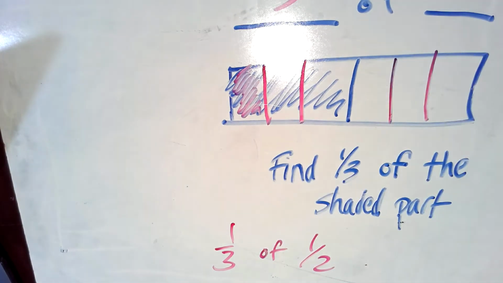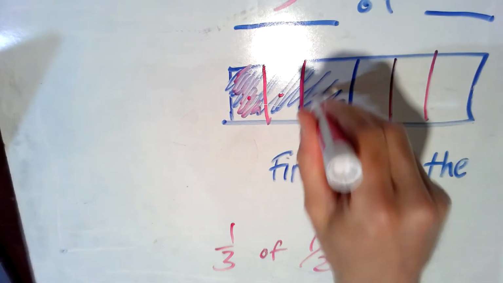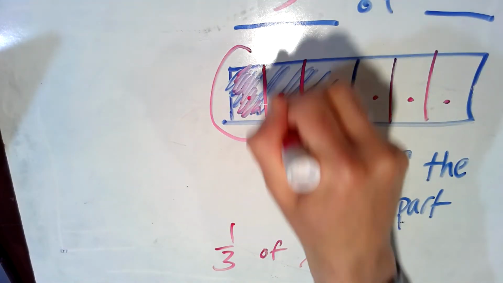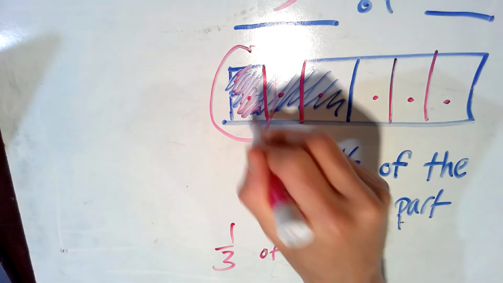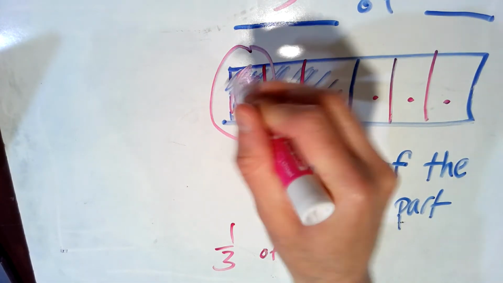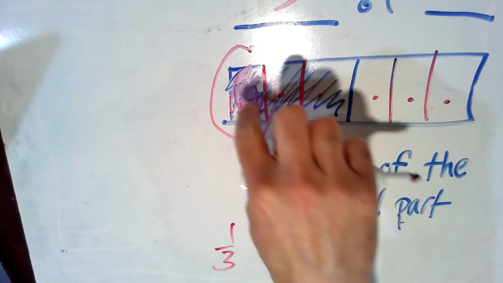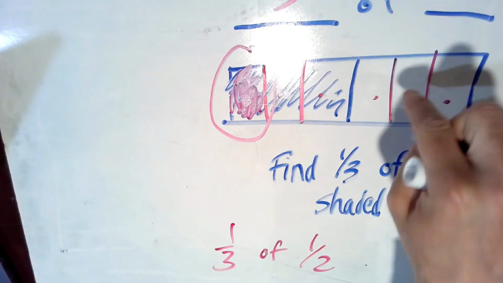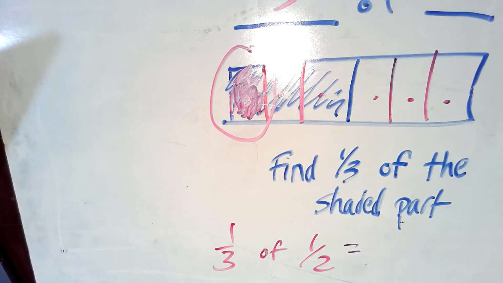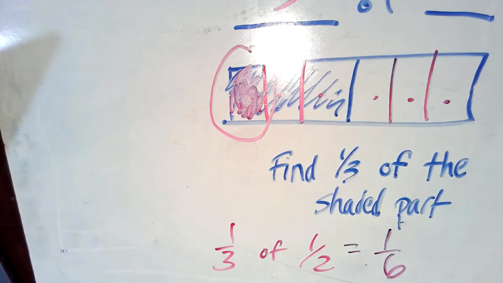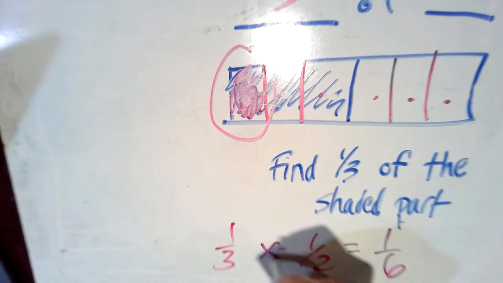And now we've got 1, 2, 3, 4, 5, 6 equal pieces. And that 1/3 of that half that I shaded in pink and blue, kind of purple, is 1 out of 6 now, right? Because it's 1 out of 1, 2, 3, 4, 5, 6. So 1/3 of 1/2 equals 1/6. We could also say that 1/3 times 1/2 equals 1/6.